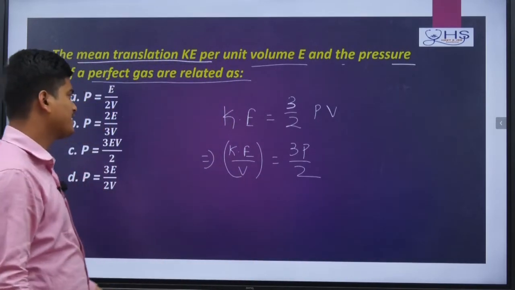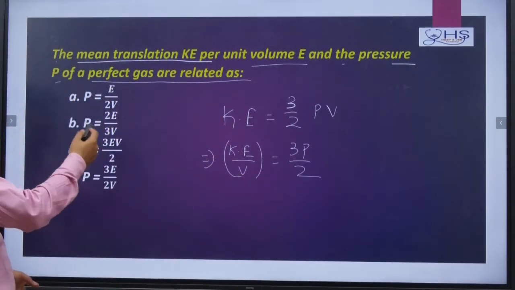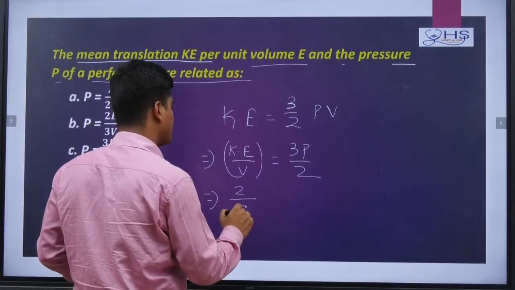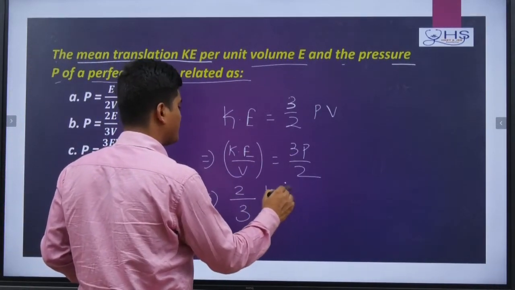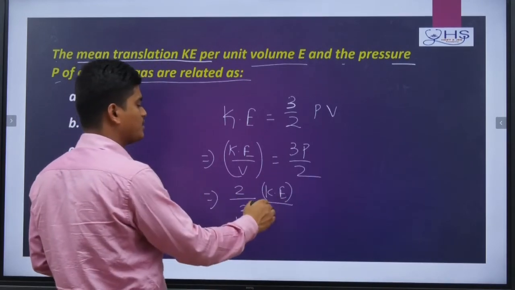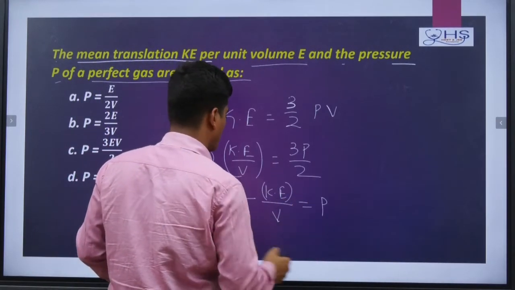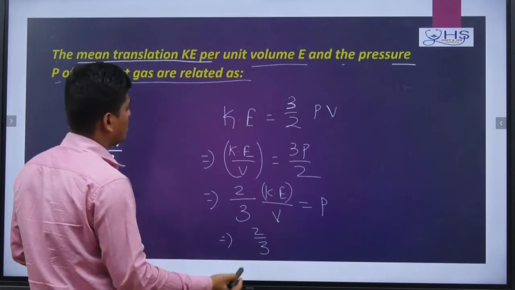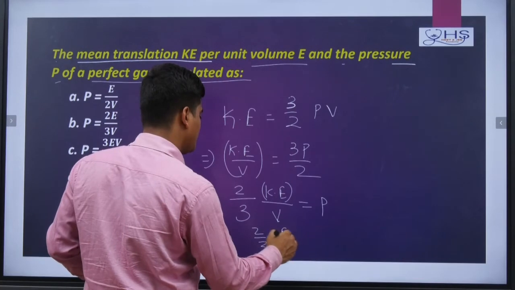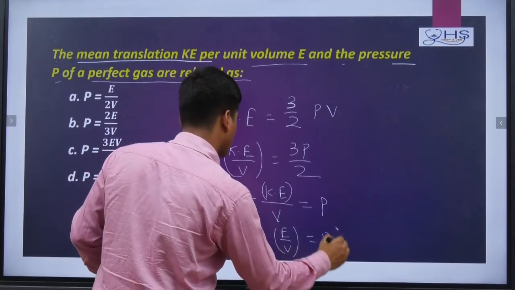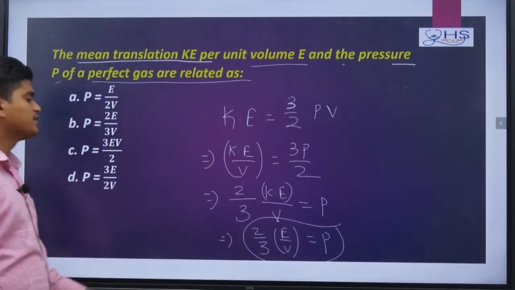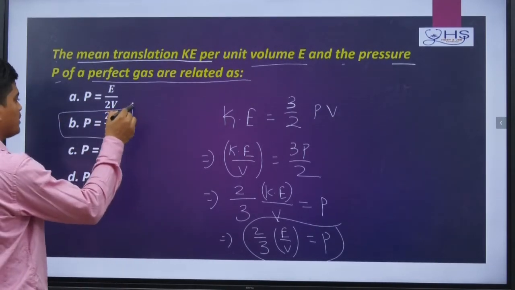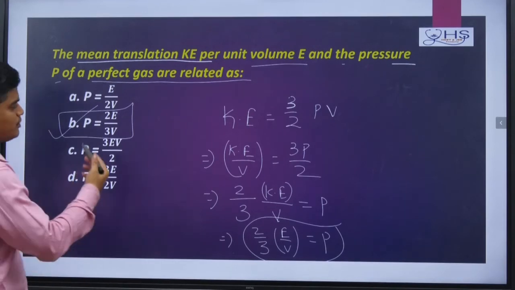Okay. But here what are they asking? Now they are asking pressure in terms of E and V. So if I want to find pressure, definitely 2 I will bring to this side. So it is kinetic energy. Remember, I am writing K.E. by volume equal to nothing but P. Okay. If we consider the kinetic energy only as E, so it is nothing but 2 by 3 times E by V equals P. So your answer will be 2 by 3 into E by V. Okay. So this is your answer B. So this will be the correct answer.